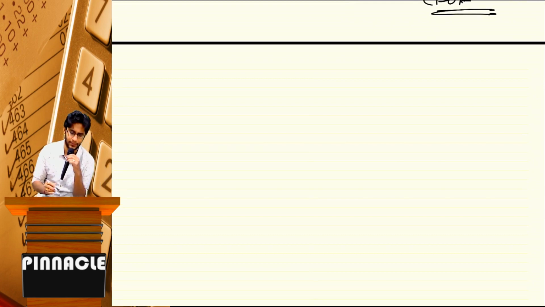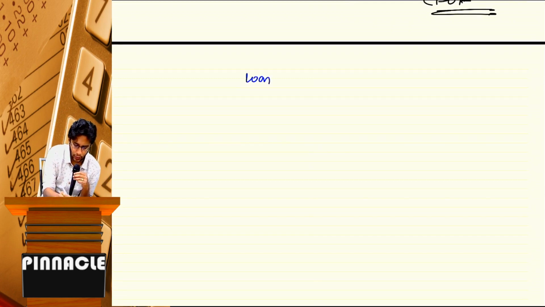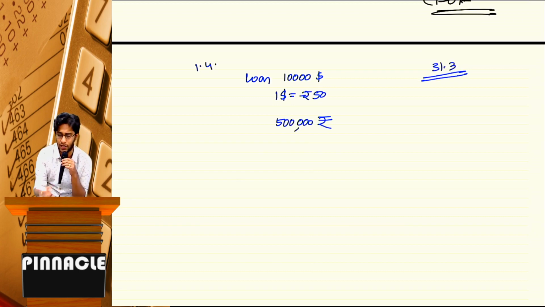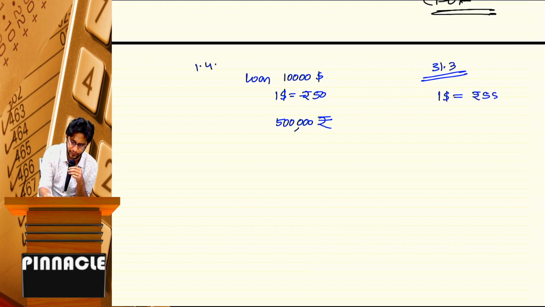Okay guys, watch this. Sir, I have taken a loan of $10,000 at the beginning of the year. At that time, the dollar rate was 50. So I recorded this loan in my books at 5 lakh rupees, initial recognition. By 31st March, which is my balance sheet date, $1 became 55.